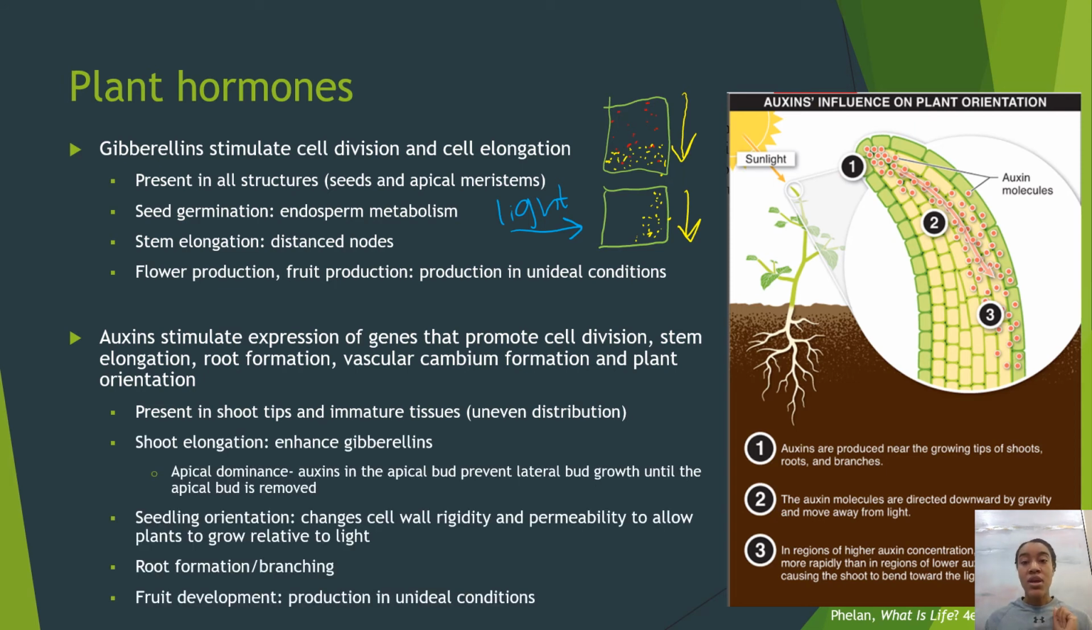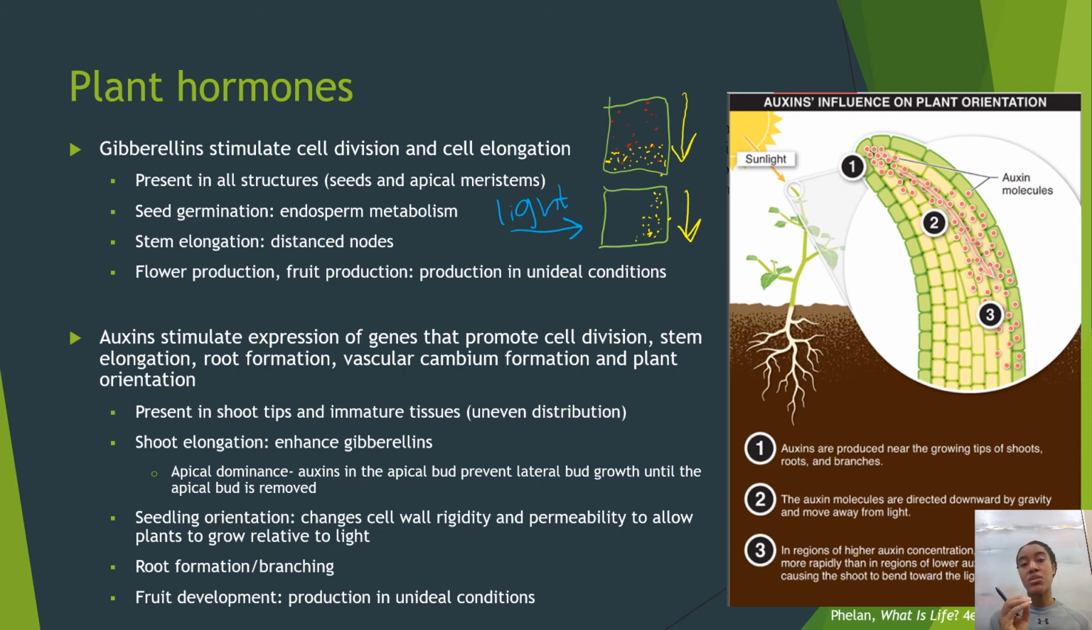As I mentioned before, the auxins and gibberellins often work together, and they work to actually enhance the role of gibberellins. Auxins play important roles as well in root formation and branching, and in fruit development we can use auxins like we use gibberellins to encourage plants to start producing flowers and fruits even under unideal conditions.